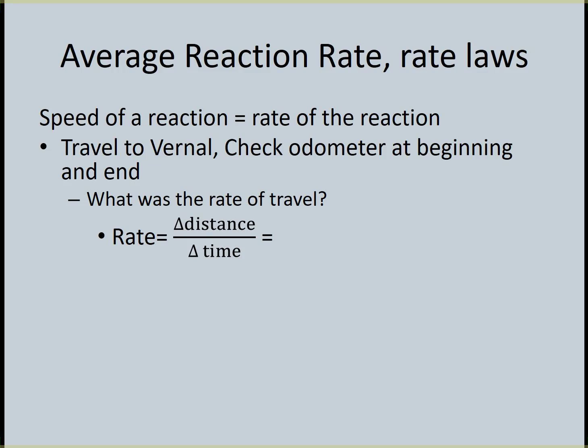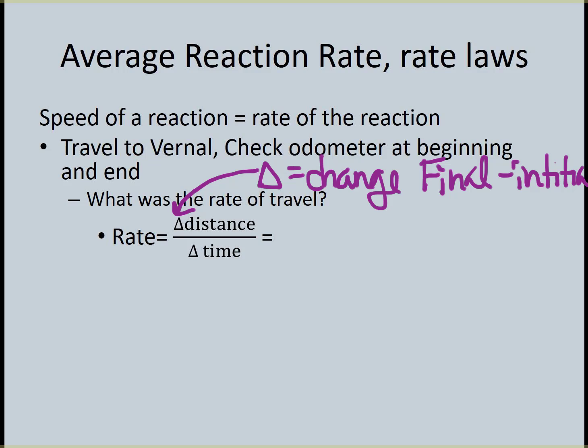The rate would be the change in distance, so that would be the final distance minus the initial starting point. Then I'm going to divide it by the change in time. For the change, we use that little delta sign. So it would be my final time minus my starting time, or my initial time. To travel from Salt Lake to Vernal, it's about 300 miles. Just to make our math easy, let's say that it takes us 3 hours.